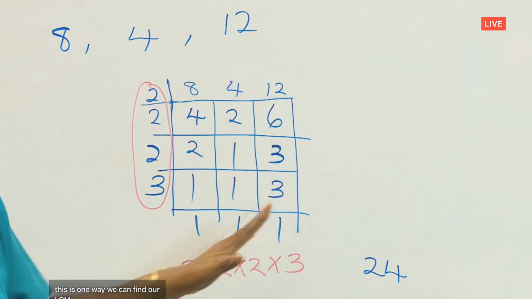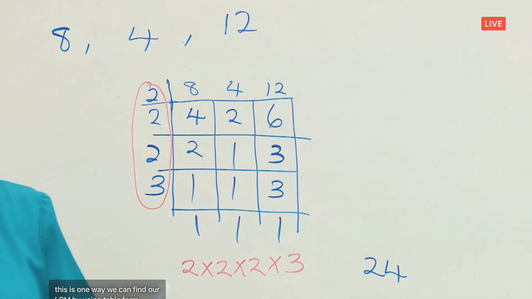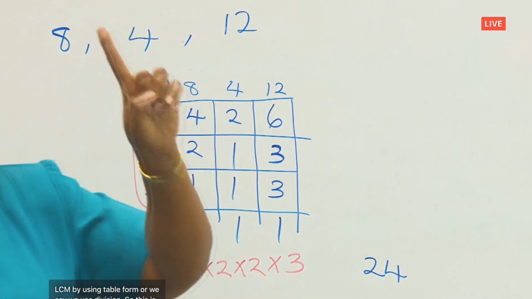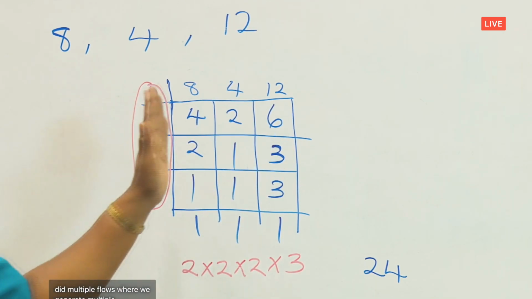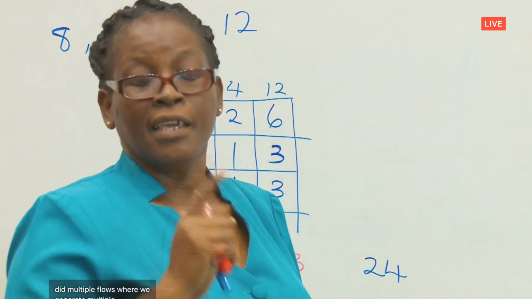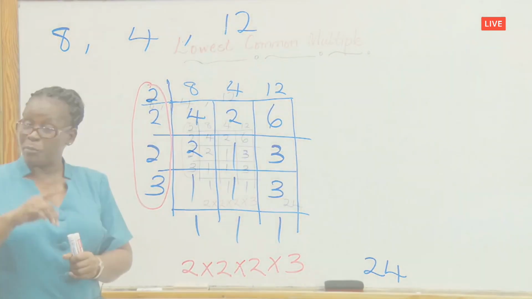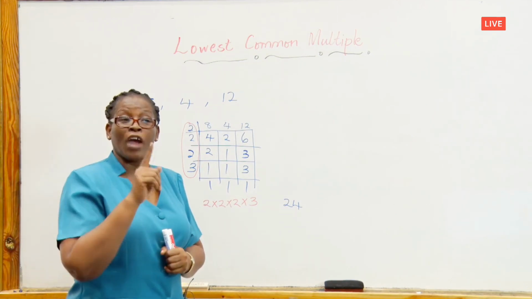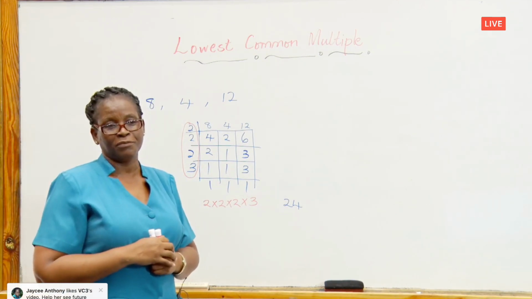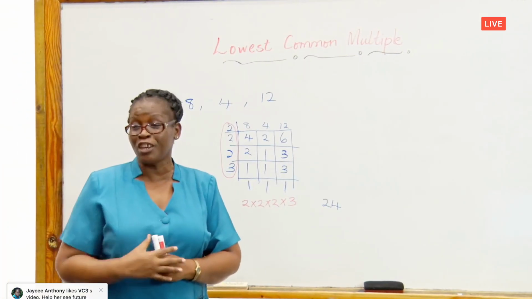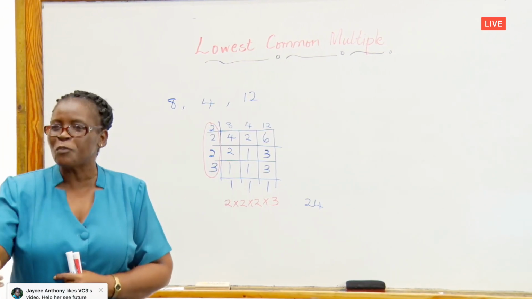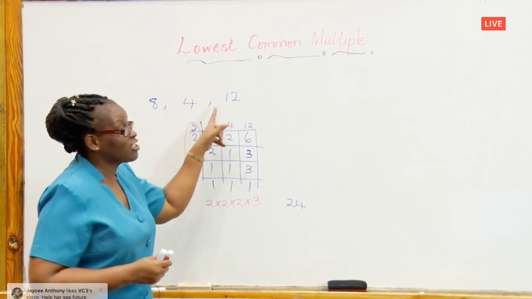So this is one way we can find our LCM, by using table form, or we say we use division. I'm going to give one other method, because last week we did multiples, where we generate multiples. Now we do tables, and I'm going to do one other method. Now that you know what prime numbers are, I am sure you know what prime factorization is. You know what it is? Yes, the factor tree, exactly.